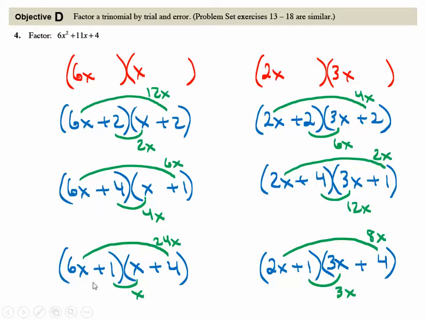This one we should have looked at, right? Because there's no common factors between 6 and 1 or 1 and 4. Cool. So technically we should have tested this.